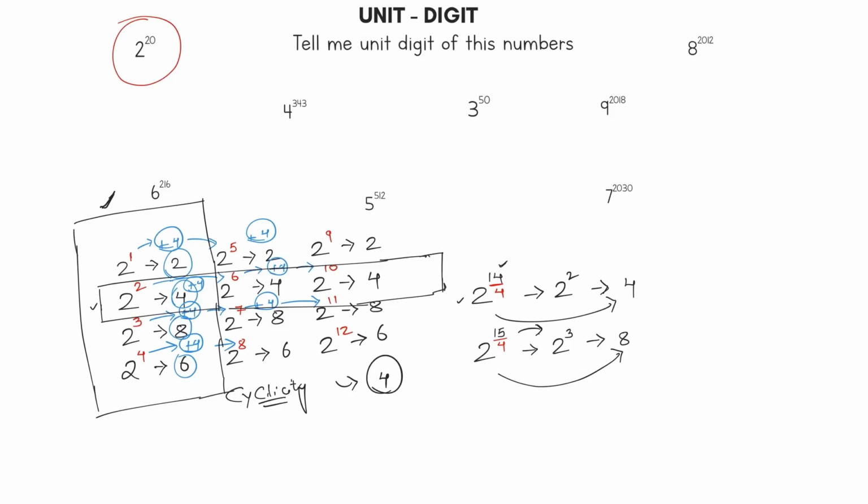If you divide anything by 4, the remainder could be what? 1, 2, 3 or 0. So when you get remainder as 2, you know what the answer is. When you get remainder as 3, you know what the answer is.